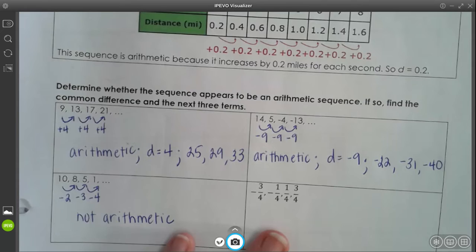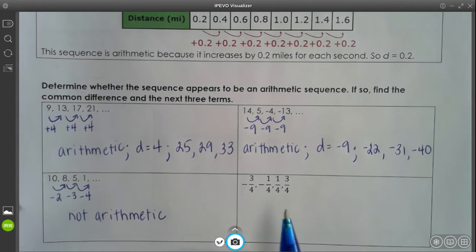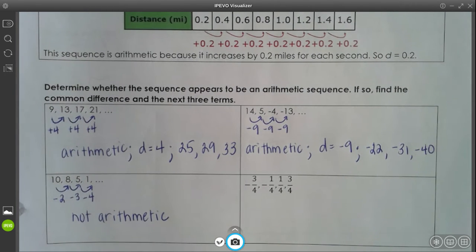With this one, with fractions, if you do not really understand how to find the difference between them, you can use a calculator to subtract every time.